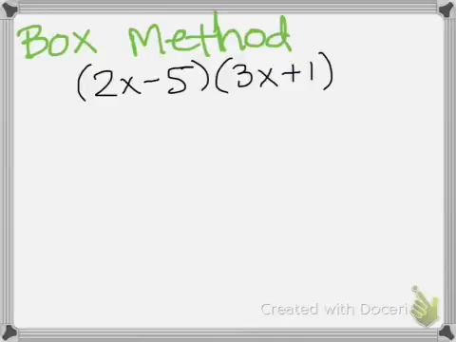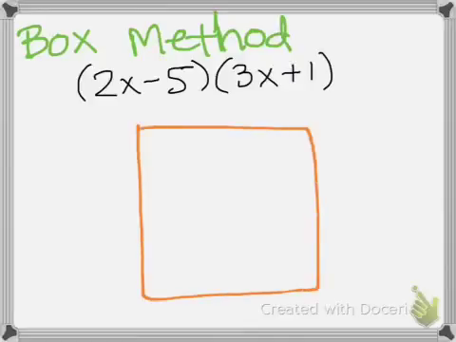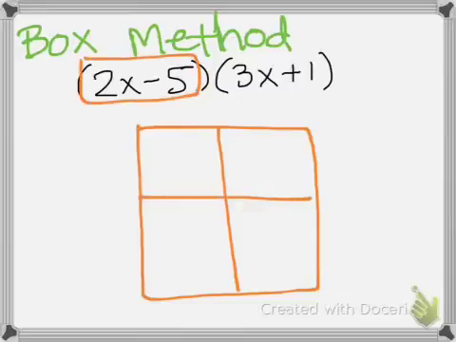So how we set the box method up is we're going to make a box. We're going to use this first group right here, and we're going to write each term in a different box. So we get 2x and then minus 5. Again, make sure that you pay attention to the sign. The next one, I'll put pink in there, is 3x and then plus 1.